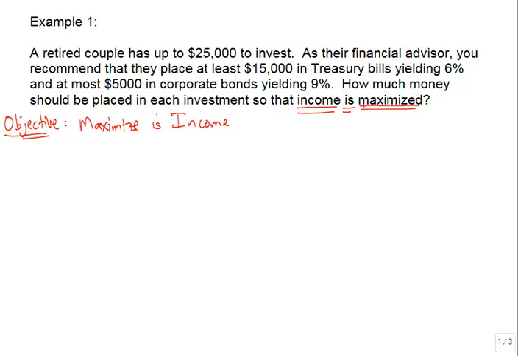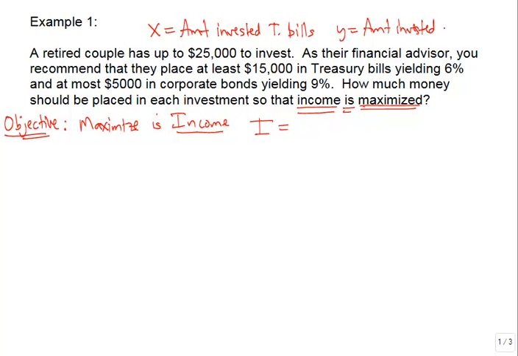And that's the first thing you want to come up with: some sort of formula that represents the quantity that you're trying to maximize or minimize. We want to maximize income. So let's see if we can come up with a formula for what this income would be. It depends on how much we invest in treasury bills and how much we invest in corporate bonds. So let's let X be the amount invested in the treasury bills, and let's let Y be the amount invested in corporate bonds.